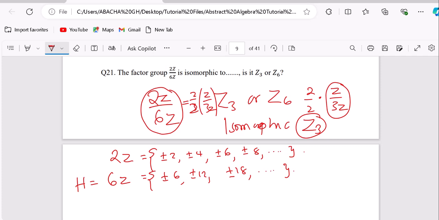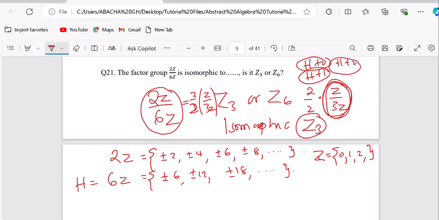So if we take the elements of Z3, what are they? They are 0, 1, 2, that's all. So these are the elements of Z3. Now, if you are taking the elements of this particular group, you will get elements like h plus 0, h plus 1, h plus 2. And the next one will repeat again. So there will just be 3 elements like this, 3 elements like this.